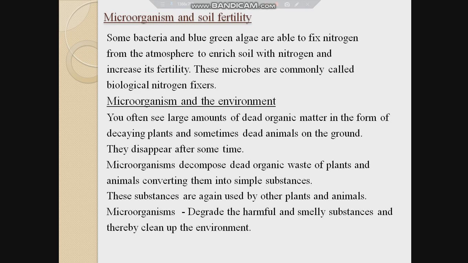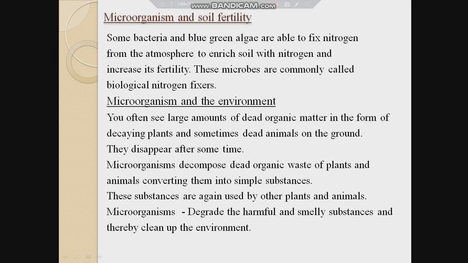Some bacteria and blue-green algae are also able to fix nitrogen from the atmosphere to enrich the soil with nitrogen and increase its fertility. As I told you, by converting atmospheric nitrogen into nitrates, they become easily soluble in water, and through the water they can enter into the plants, and hence these microbes are commonly called biological nitrogen fixers.